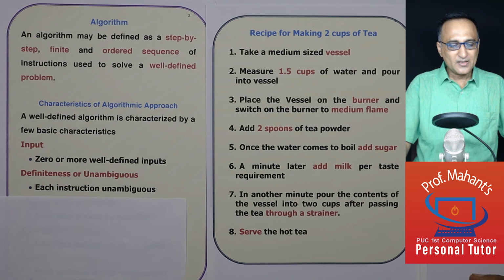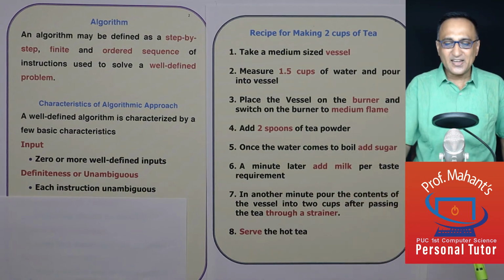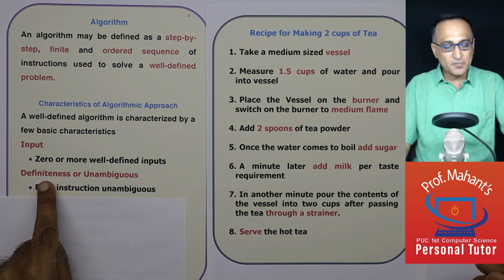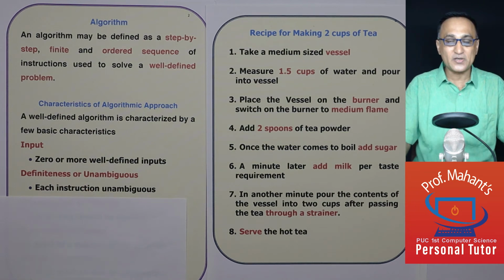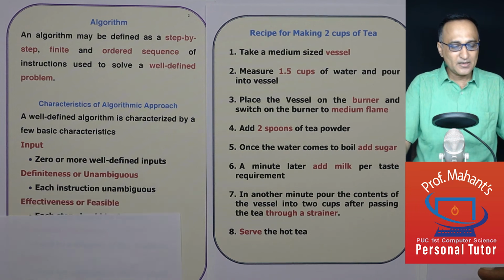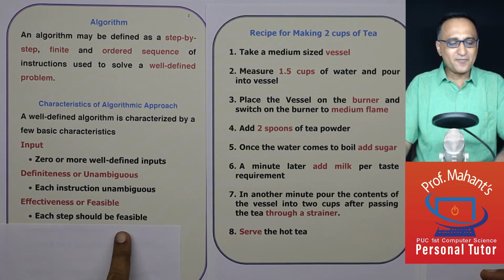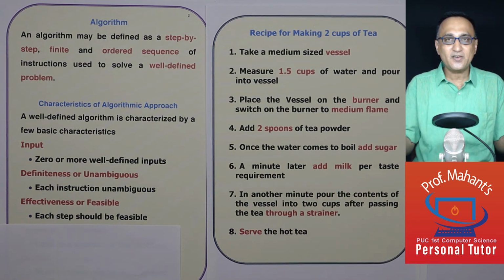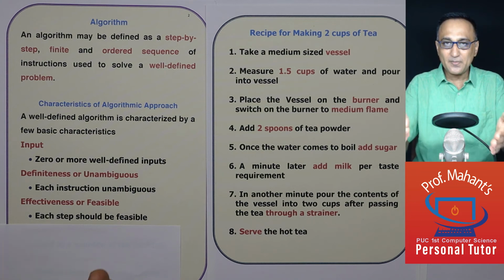Now, is each instruction crystal clear? Absolutely, each instruction is crystal clear. If I had simply said take water and pour into the vessel, that would not be an example of a clear instruction, because you do not know how many cups of water to pour. So each step should be definite and not ambiguous. It should not be left to your wish. It should be absolutely clear. Next, each step should be feasible. That means it should be possible. You cannot give an instruction which is not possible to implement. Each step should be feasible, effective, and doable.